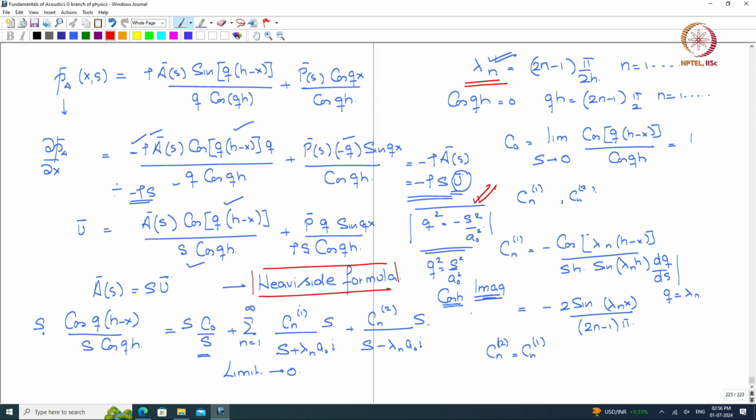Okay. Now once Cn1s and Cn2s are found, it's easy to invert because these are of the form e to the power minus lambda n a0 t i. Laplace transform of e to the power minus at is 1 over s plus a. So you can invert them easily. Okay. So finally what happens? I'll just give you the final answer. This is not meant to be a real syllabus problem, but it's good to know.